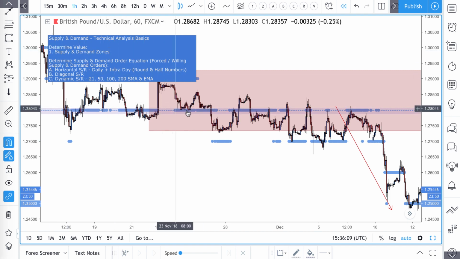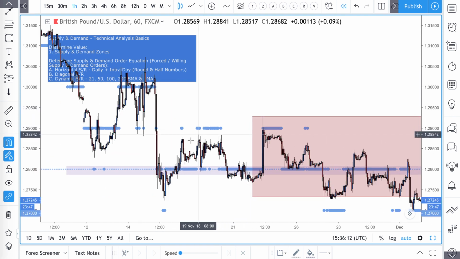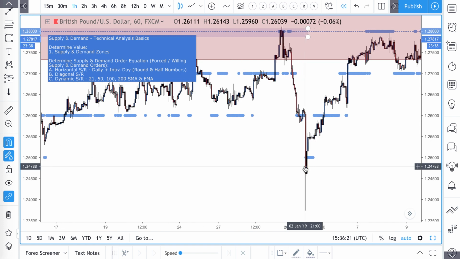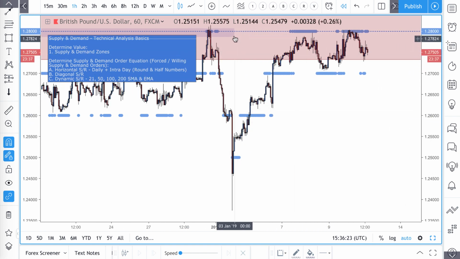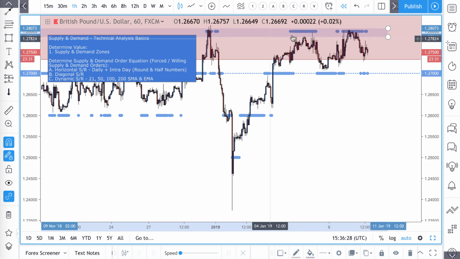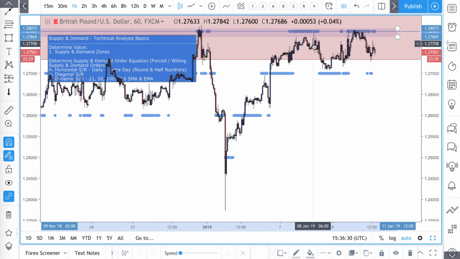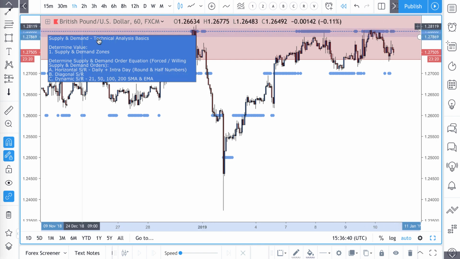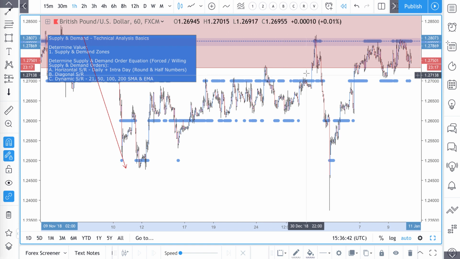It basically plots round and half numbers, so you can see around this 1.28 round number where you get support and resistance within that area of horizontal support and resistance. And again, let's move that across, and you can see where there were intraday opportunities to potentially get short on this currency pair if you believe that the dollar is going to strengthen against the British pound. Now let's say for example this fails.